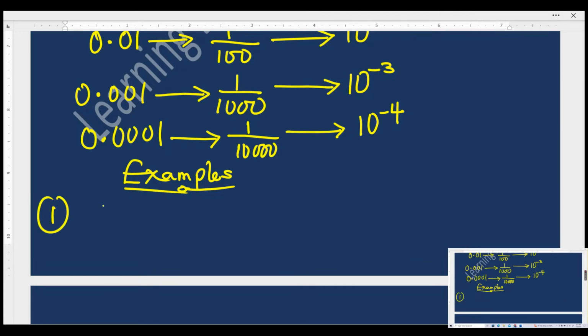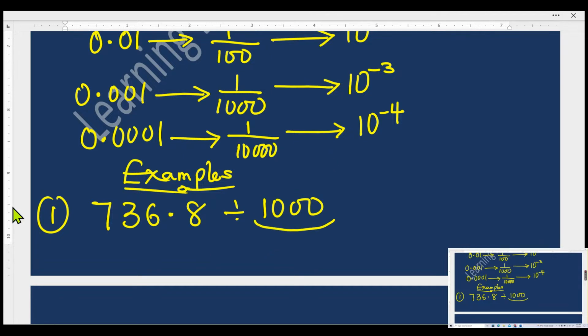Now look at the first example. If we have 736.8 divided by 1000, how can you quickly do this without using a pen? How can you do this so you are faster than a calculator? Before somebody presses the calculator, you have gotten the answer. Now simply look. 1000 has 3 zeros. Anytime you are dividing by powers of 10, count from the decimal point to the left. Move your decimal point to the left.